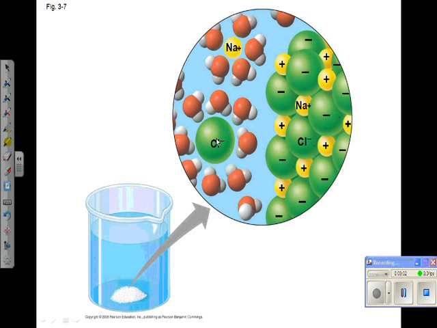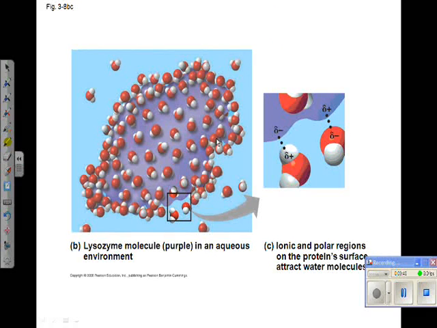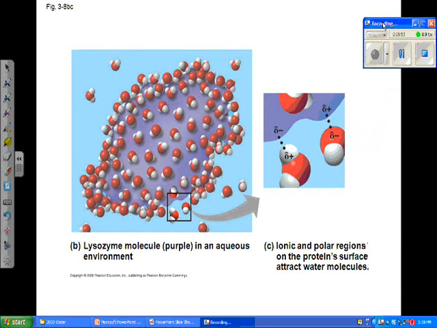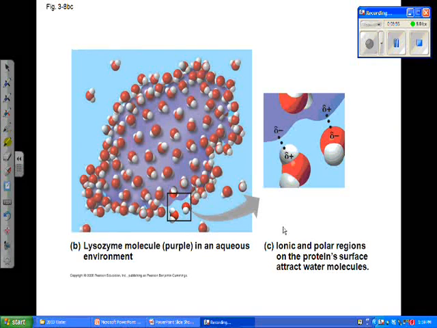Think about all the substances transported throughout your body in your bloodstream: glucose, salts, minerals. This is possible due to the unique solvent capabilities of the water molecule, which arise from water's polarity. Here we're looking at a picture of a protein that has some ionic and polar regions on the surface that attract water molecules.